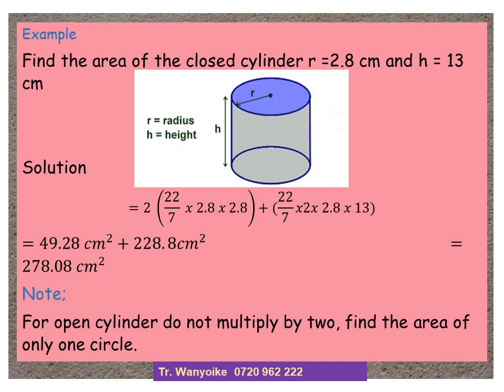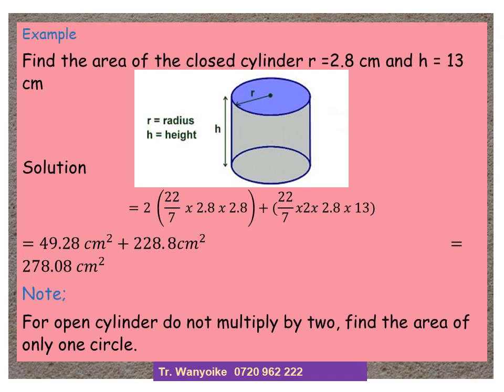The area of the rectangle will be the length times the height, 13. And now the length of this rectangle will be the perimeter of the circle, which is given by pi d. Remember, radius is 2.8, and therefore the diameter is 2 times 2.8. So we say it is 22/7, which is pi, times 2 times 2.8. That gives us the length, then times the height, which is 13.